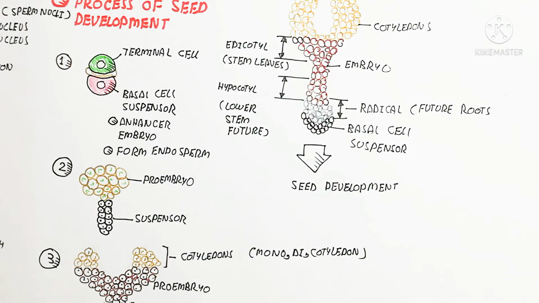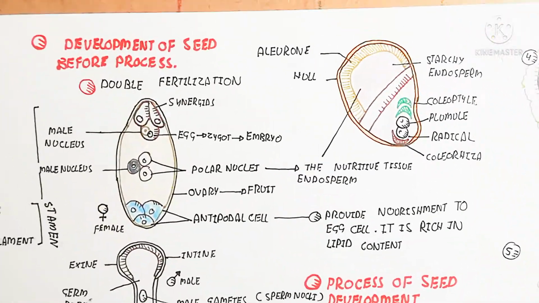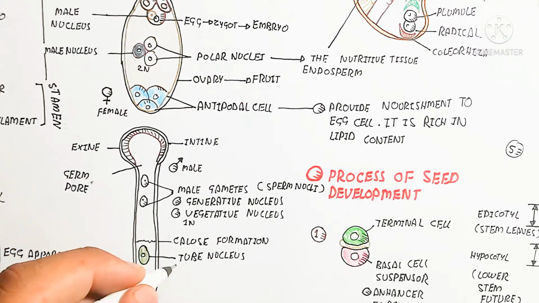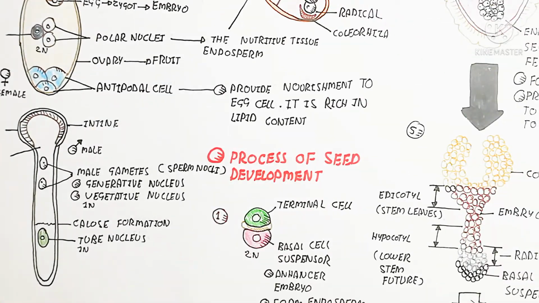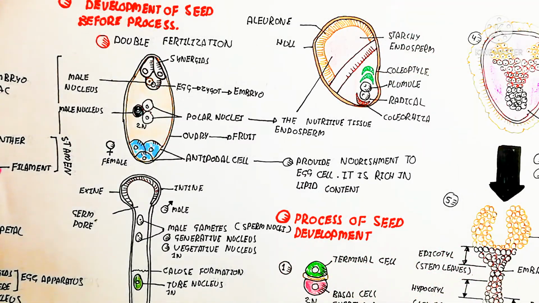When the temperature and environment are favorable, the seed will germinate after the absorption of water, imbibition, and rupture the seed coat to produce the plant again, the ancestral plant, you can say.